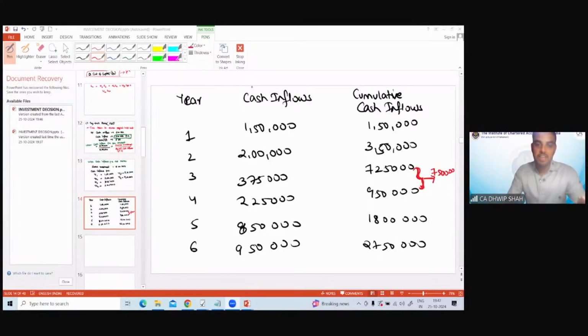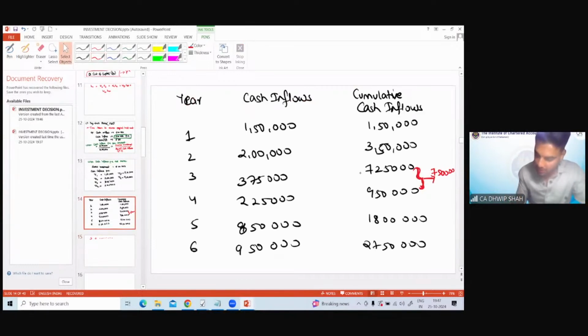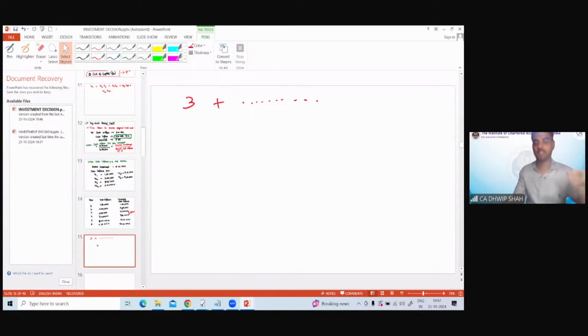So my 7 lakh. This is now sure. 7 lakh is getting recovered between year 3 and 4. Means my payback period is 3 plus something. 3 years, minimum 3 years for sure, because till the end of year 3 I have just recovered 725, but I have not recovered 750. So my payback period is 3 plus something. That is for sure.